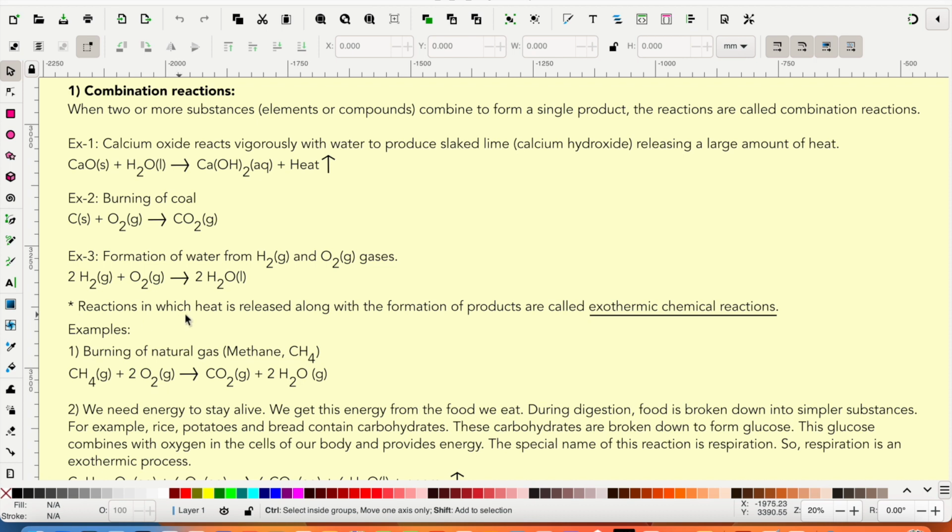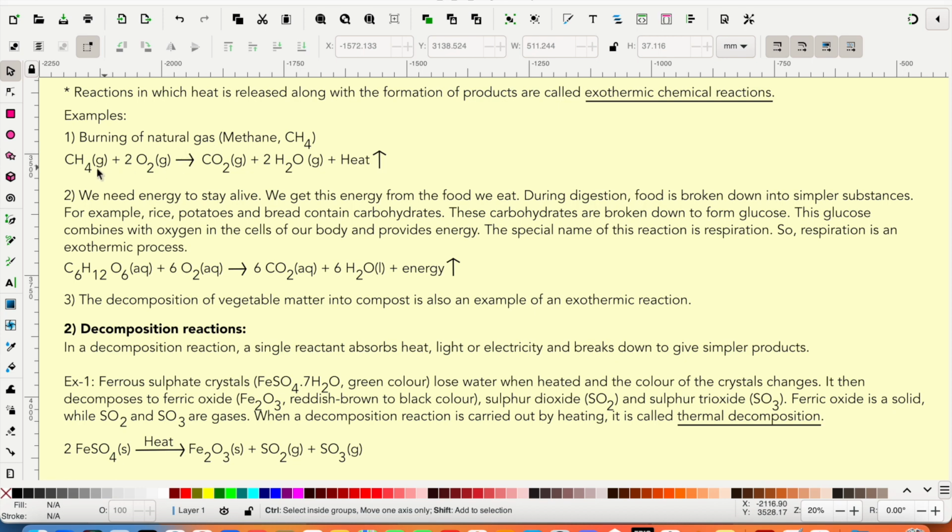Reactions in which heat is released along with the formation of products are called exothermic chemical reactions. Here in example 1, 2 substances are combining to form a single product and a large amount of heat is getting released. That's why it is an example of an exothermic chemical reaction. A few other examples: natural gas methane burns in air to form carbon dioxide and water, and heat is released. That's why it is an example of an exothermic chemical reaction.